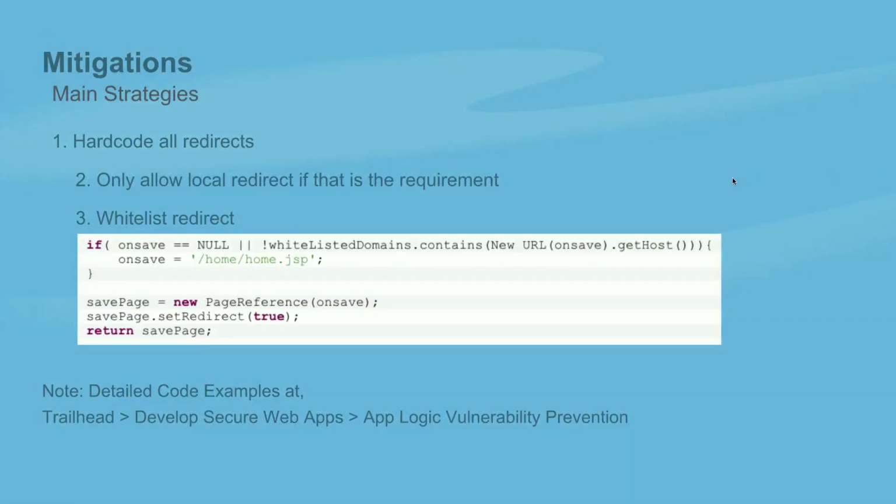So some of the mitigations are to hard code all the redirects. If you know all the websites that the user should be redirected to, then by default hard code only those four websites, and you check if that input is one of these four websites, then do it. If not, then don't do it. And then you can have a local redirect, making sure it only redirects you within your own page, not to anywhere else.